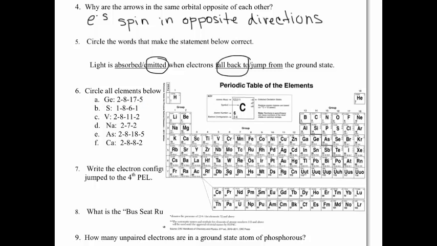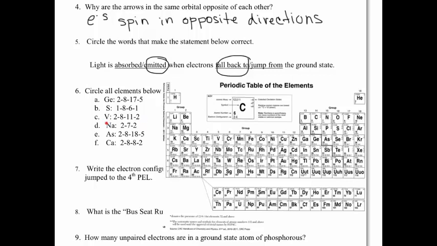but it doesn't look the same, this is going to be excited. So if you look at germanium, we have 2, 8, 18, 4, but over here we have 2, 8, 17, 5. So what happened was one of the electrons with that 18 in the third principal energy level must have jumped up to the fourth. So this one's actually excited. And then we can look at sulfur. Sulfur right here we have 1, 8, 6, 1, and over here 2, 8, 6. So one from the first principal energy level must have jumped up to the fourth. So that one is also excited.